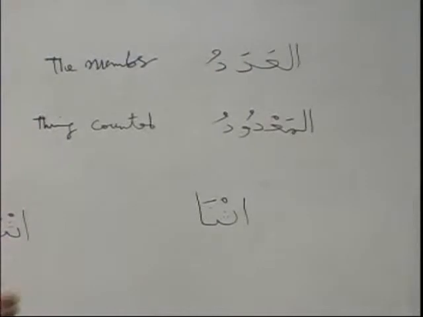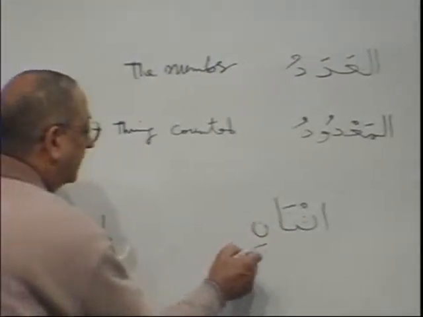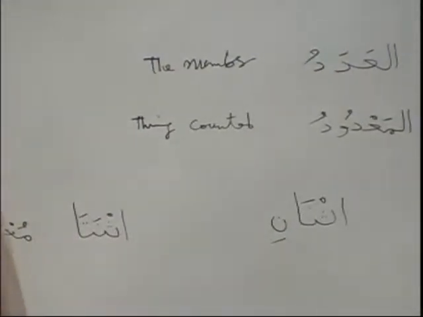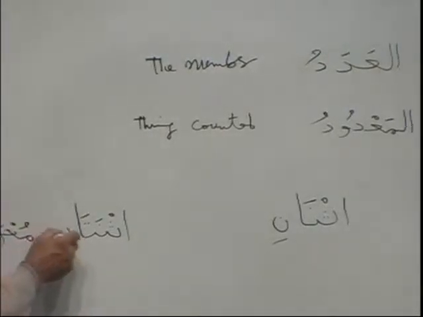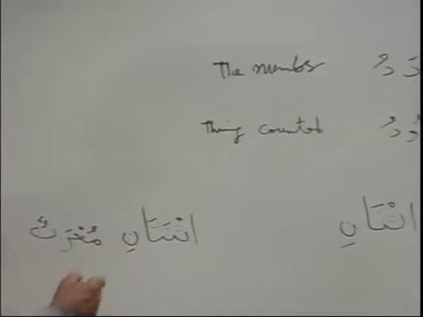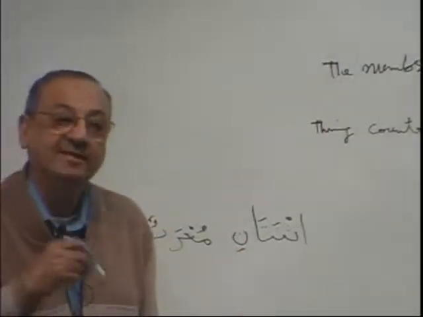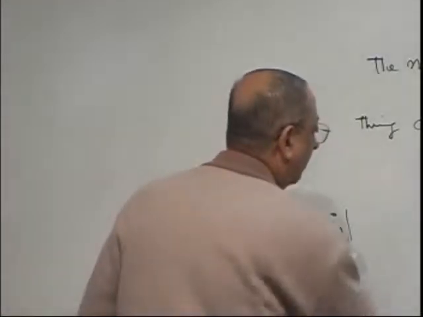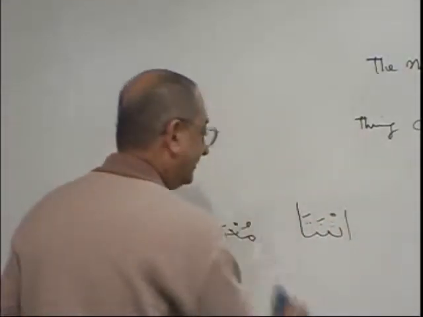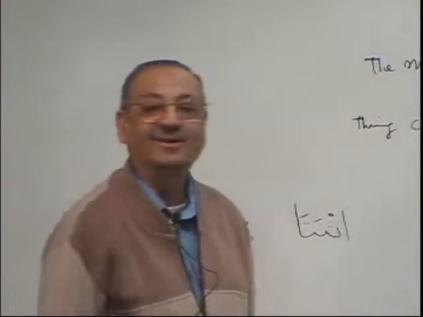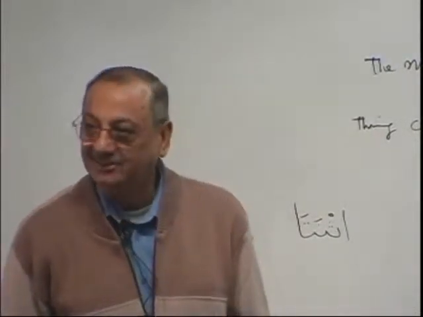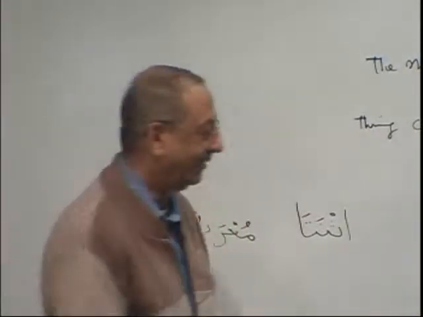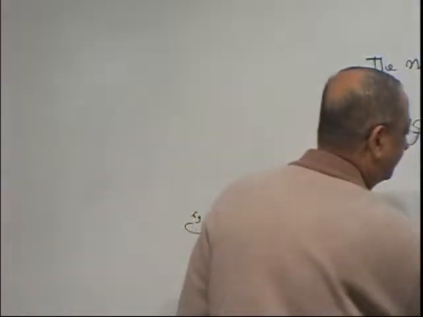If I put noon here, then you will say ithnani and then ithnaini, ithnaini. If I put noon here, you will say ithnatani, ithnataini, ithnataini. But because there is no noon here, what will you say now? Ithnai. Ithnai and ithnai. Okay, keep that in mind, brother.